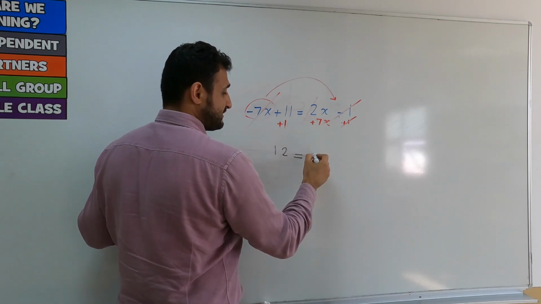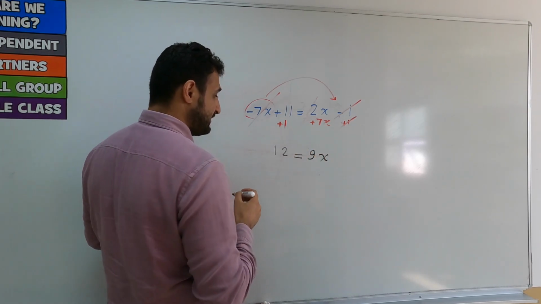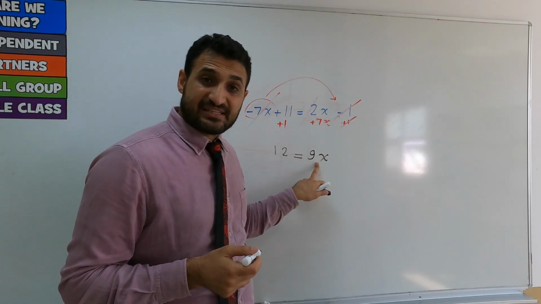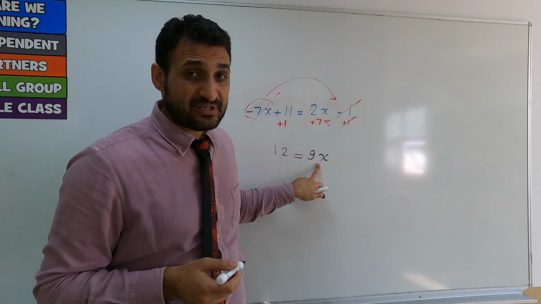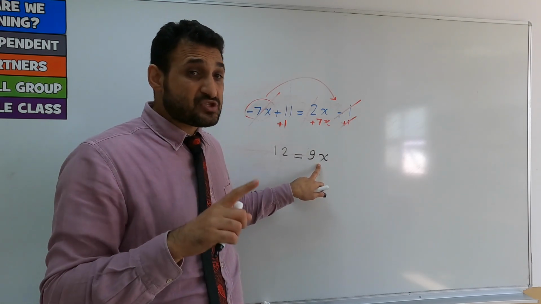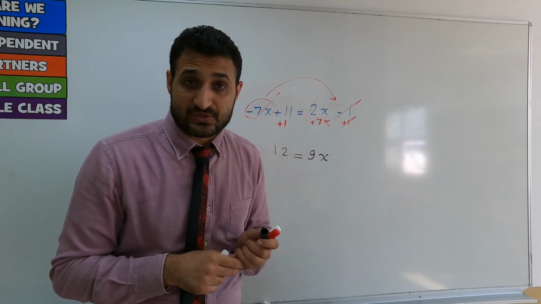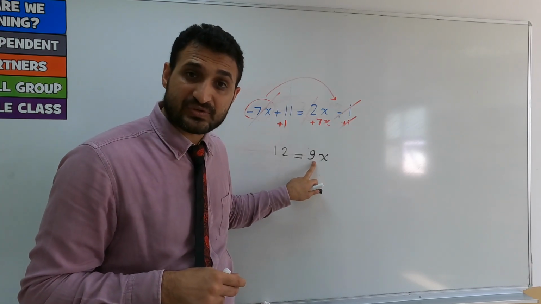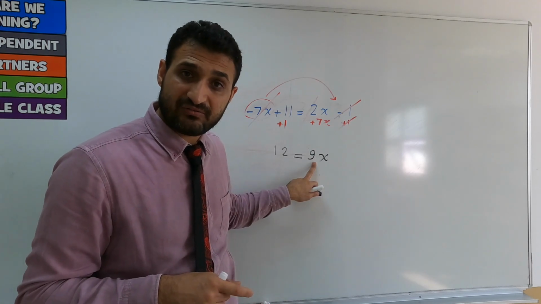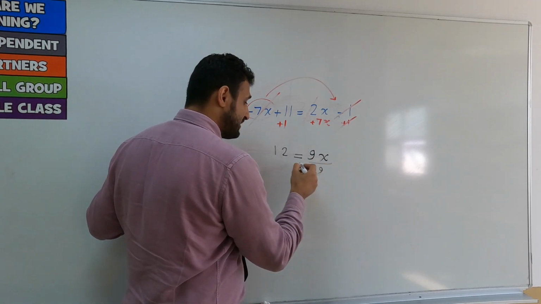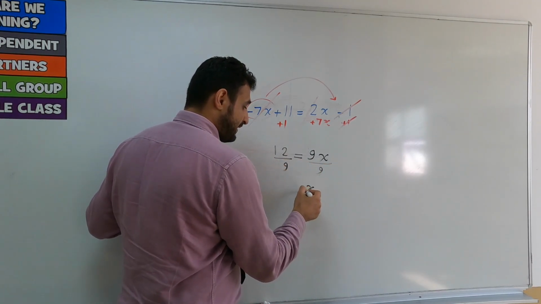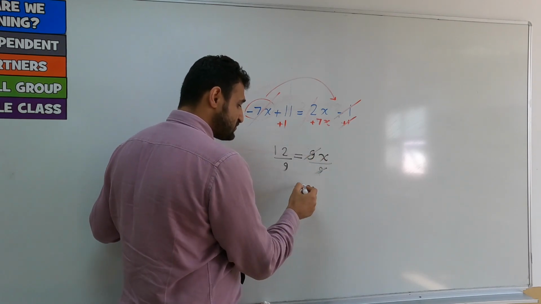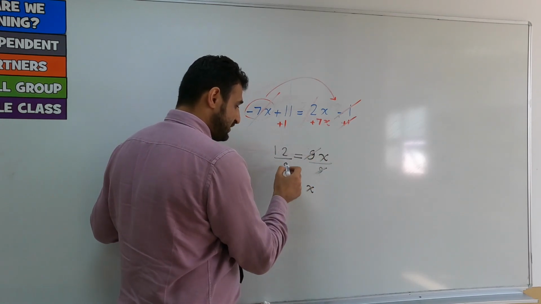2x plus 7x is 9x. Now, since x is multiplied by 9, what is the opposite of multiplication? Division. Some students divide both sides by 12, which is wrong. You should divide by 9 because x is multiplied by 9, not by 12. So divide both sides by 9.